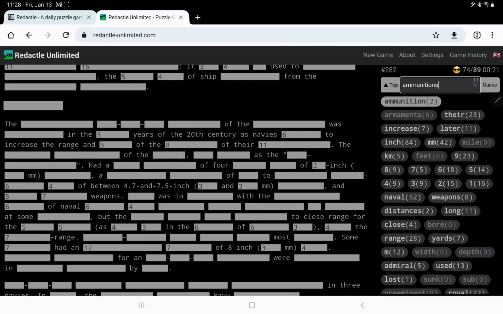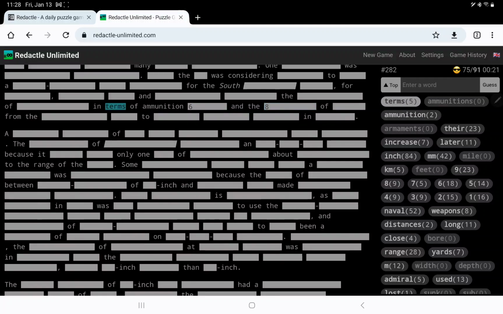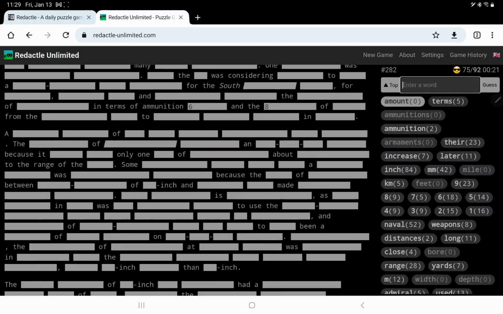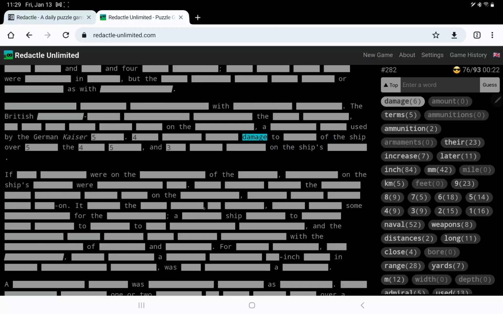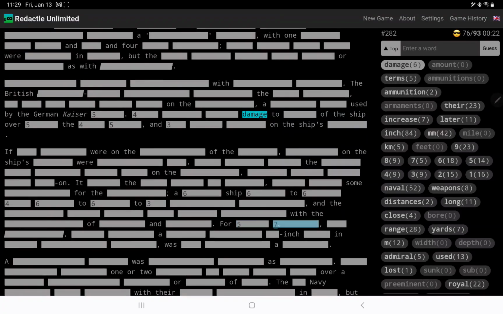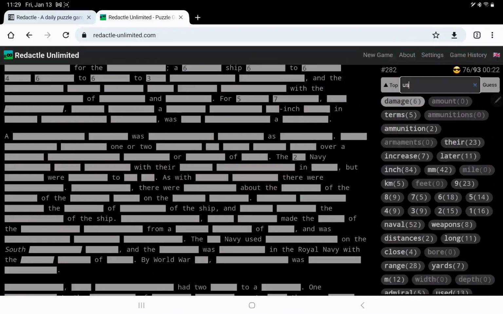How about ammunitions? Would be 11? No. In terms of ammunition amount? No. Damage? Oh, used by the German Kaiser something. A 6-ship 6-6-4-6. The U.S. Navy, I suppose.